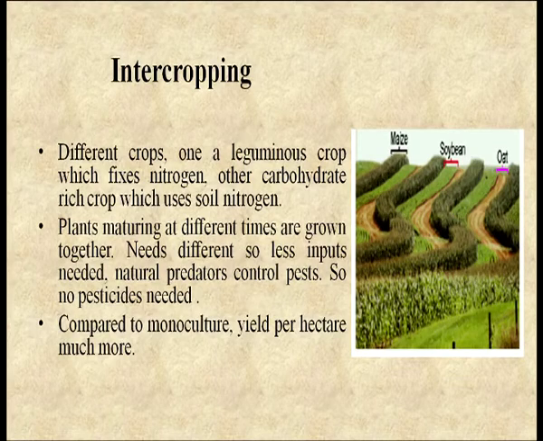Now, next is intercropping. Different crops, that is, one leguminous crop which fixes nitrogen and another carbohydrate-rich crop which uses soil nitrogen. Plants maturing at different times are grown together, with different needs, so fewer inputs are needed. Natural predators control pests, so no pesticides are needed. Compared to monoculture, yield per hectare is much more.